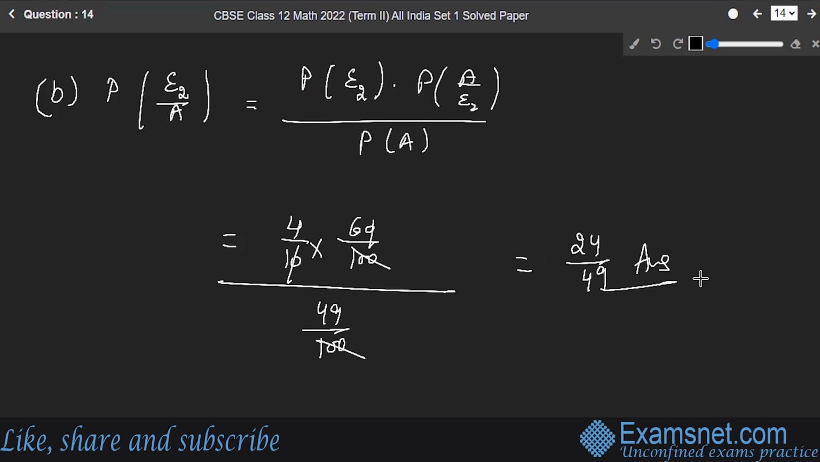So students, with this, we have completed all 14 questions which had some choice for the CBSE Class 12 Mathematics 2022 Term 2 All India Set 1 paper.